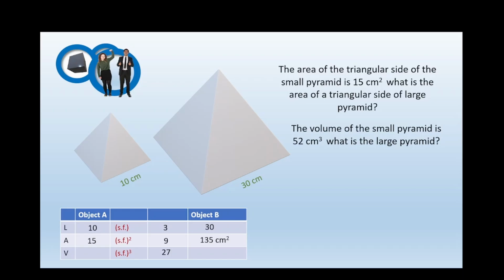The second part, for the volume, I'm going to put that into the table: 52. And again, multiply it by 27, and I get 1,404 centimetres cubed. And that is it. If you got those answers, fantastic. If you didn't, just go back and see how I went through the process.